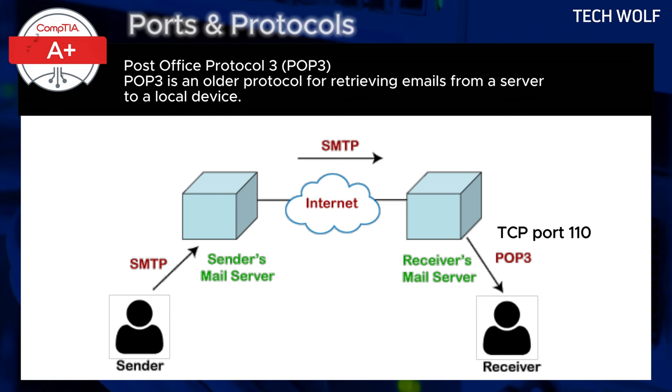Post Office Protocol 3, or POP3. POP3 is an older protocol for retrieving emails from a server to a local device. Once the emails are downloaded, they are typically deleted from the server, making POP3 ideal for single-device email access. It communicates through port 110, but similar to other legacy protocols, it lacks encryption in its standard form, which poses a risk when retrieving emails over unsecure networks.